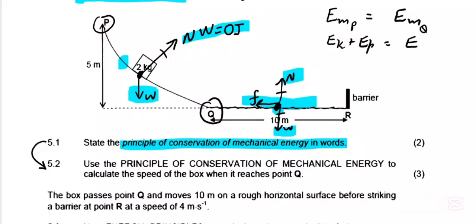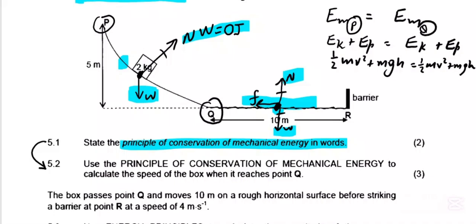So, mechanical energy is the kinetic energy plus the gravitational potential energy. Mechanical energy is 1/2 mv squared plus gravitational potential energy, which is mgh. Now we have 1/2 mv squared plus mgh. So remember, we'll do P, then we'll do Q.